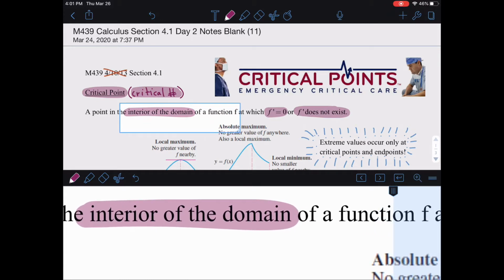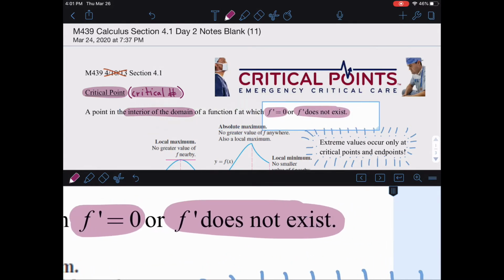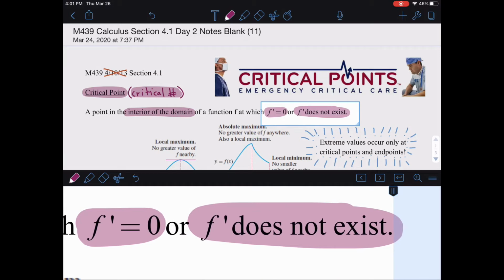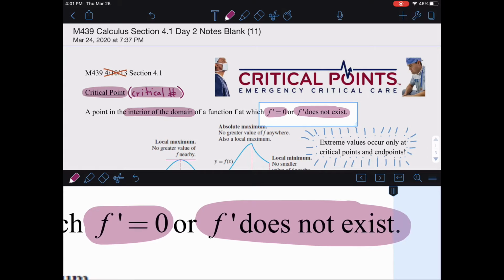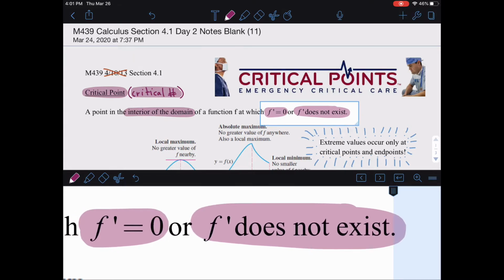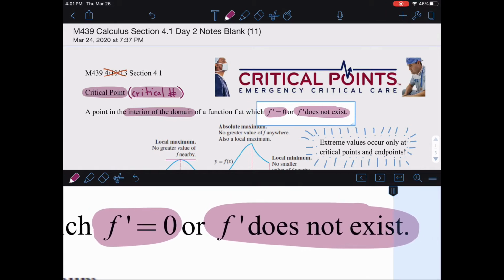So, what is a critical point? A point in the interior of the domain of a function f at which the derivative of f is either 0 or does not exist at that point. So, a critical point is a point in the interior of the domain where the derivative is either 0 or it does not exist. Okay? So, why does a critical point matter?